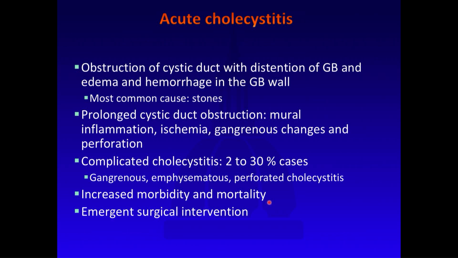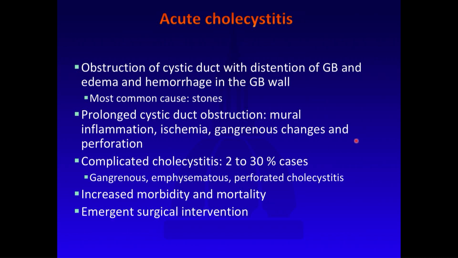So we all know about acute cholecystitis. The mechanism is obstruction of the cystic duct with a stone, and there is secondary distension of the gallbladder. There's often edema and hemorrhage in the gallbladder wall, and of course the most common cause is a stone. And if you have prolonged cystic duct obstruction, you'll have mural inflammation, and in high-risk patients, it can lead to ischemia and gangrenous changes and eventually perforation.